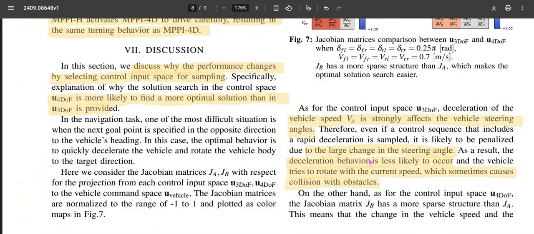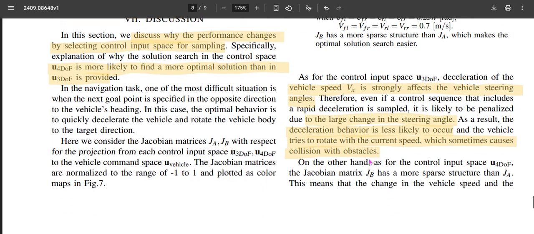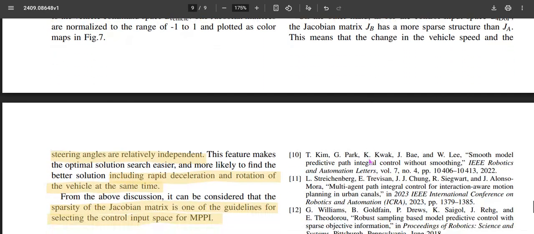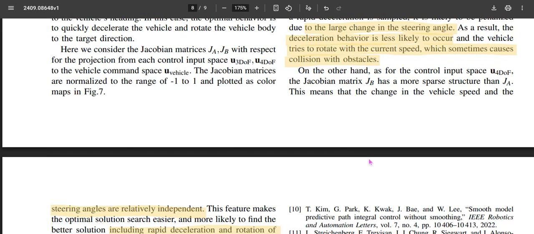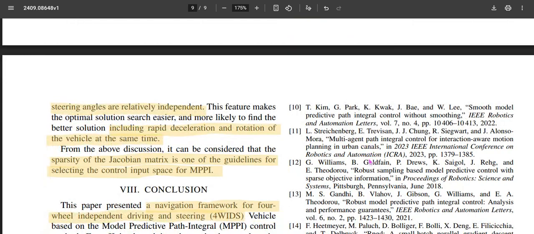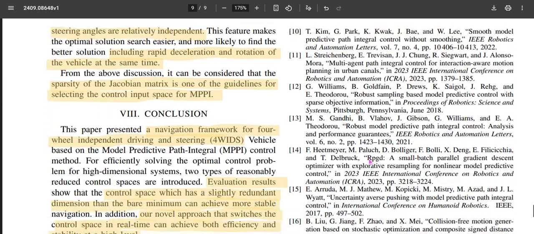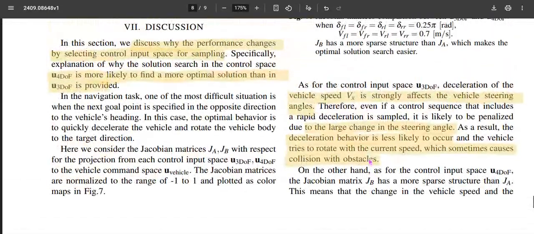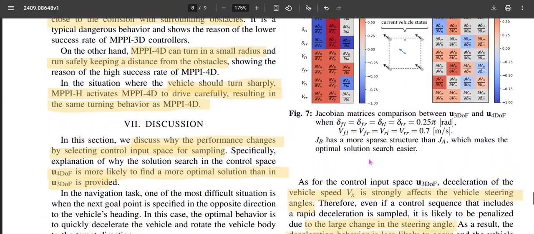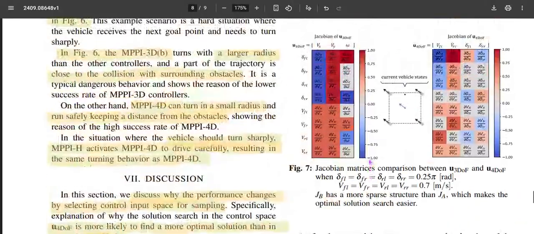So this is the discussion we can have. The reason for the 3D to behave badly is that the Jacobian matrix of 4D is more sparse, and the translational velocity and the rotational velocities become almost independent compared to the 3 degrees of freedom. That is one of the observations made through the analysis of the mathematical behavior of the Jacobian matrices, utilizing both the 3D and the 4D.